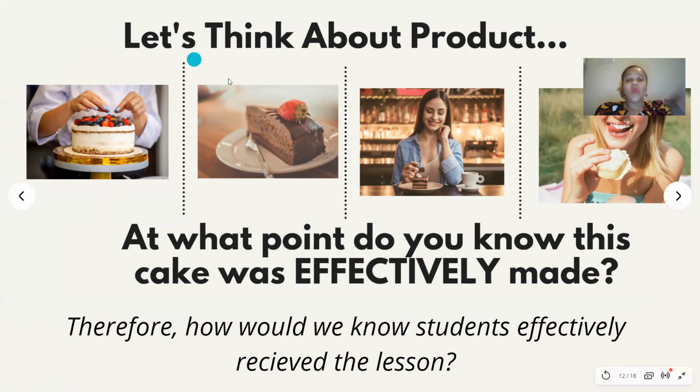What about when we cut the cake and it's presented to us? Do we know it was effectively made? Oh, we're ready for it. Looks divine. In fact, we can even put it on our fork. Do we know it's effectively made? It is not until we have digested the cake that we know it's effective, that the baker did an excellent job. So, what does this mean about our lessons?